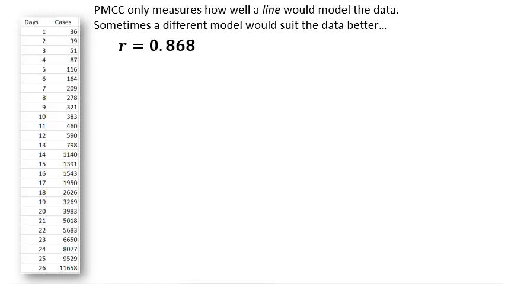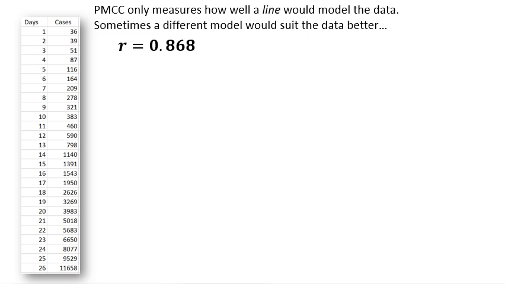And the last thing I briefly want to mention is that the product moment correlation coefficient only tells you about linear relationship. How well would a line fit the data? And in some cases, a line does not fit as well as you might think. This one's a bit of a strange one.